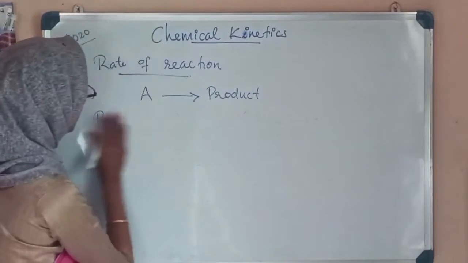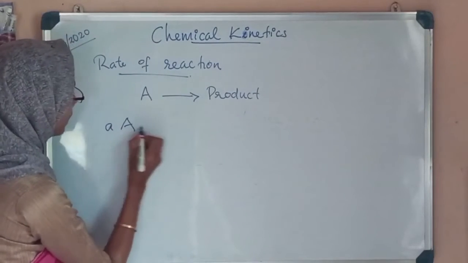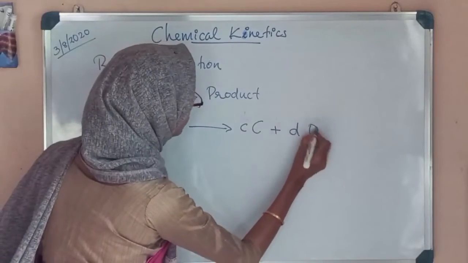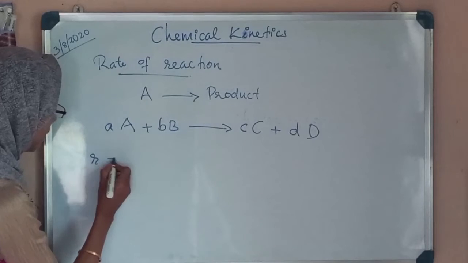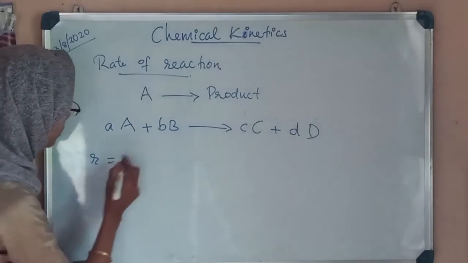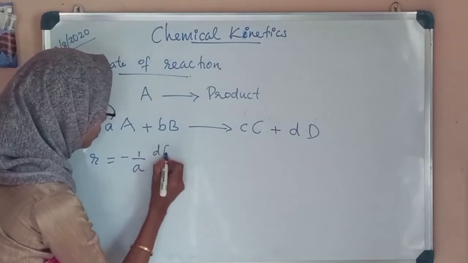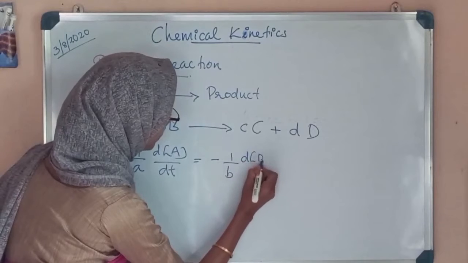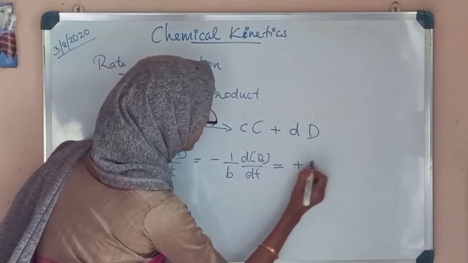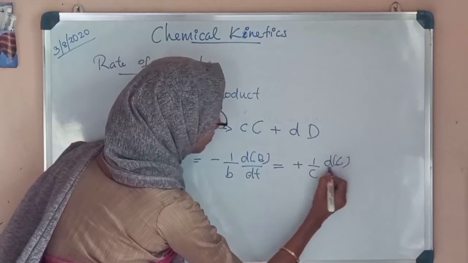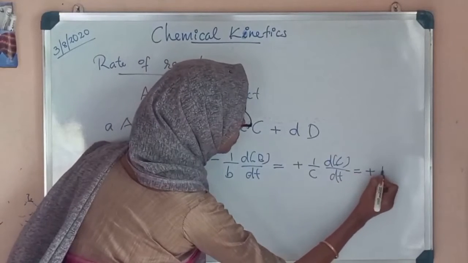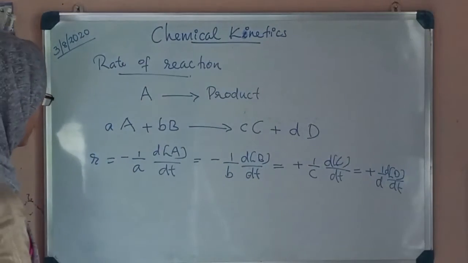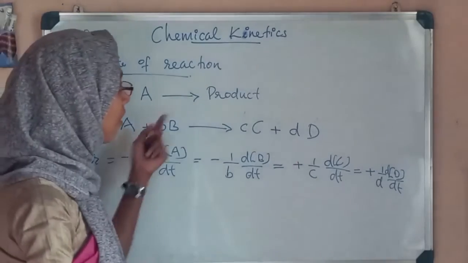Then consider another hypothetical reaction in which a moles of A react with b moles of B, giving c moles of product C and d moles of another product D. Then according to the rate of the reaction, rate is equal to minus 1 by a into d[A] by dt is equal to minus 1 by b into d[B] by dt is equal to plus 1 by c into d[C] by dt or equal to plus 1 by d into d[D] by dt.